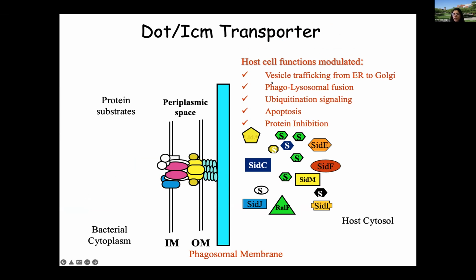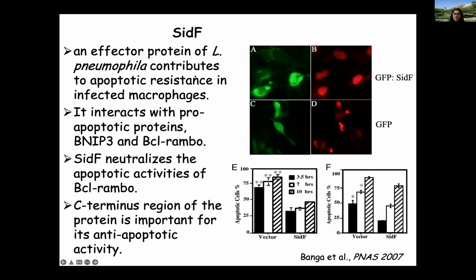All these effectors go into the cytoplasm, and they then regulate or manipulate various processes within the host. Some of the very well-defined ones are the vesicle trafficking from ER to Golgi, the phagolysosomal fusion, ubiquitination, which is currently one of the main topics that several researchers, including my PI, have been working on, apoptosis, and then protein inhibition. So CDF was the very first effector that I began working on, back in 2003. And at that point, we had no idea what this effector was doing.